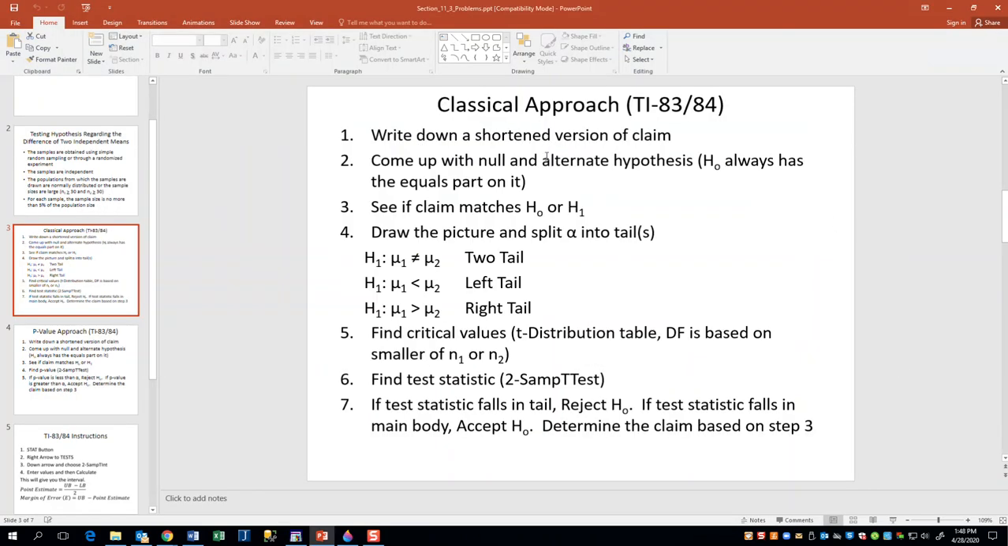Okay, now this is the classical approach. It's easiest when you do it by hand. I'm going to modify this slightly to go with our example. Write down a shortened version of the claim. We did that. Come up with a null and alternate hypothesis. H naught always has the equals part on it.